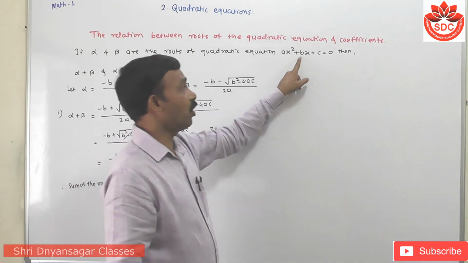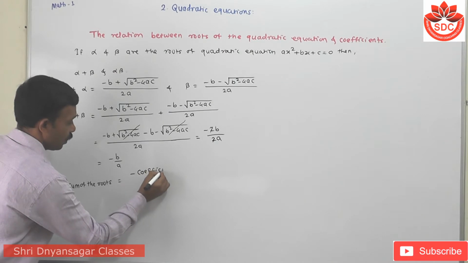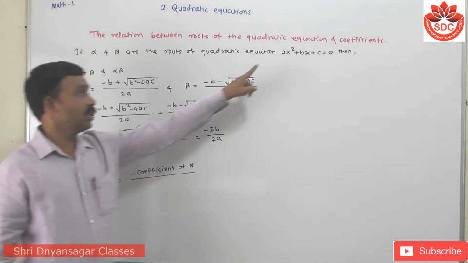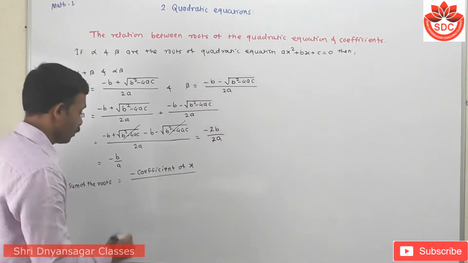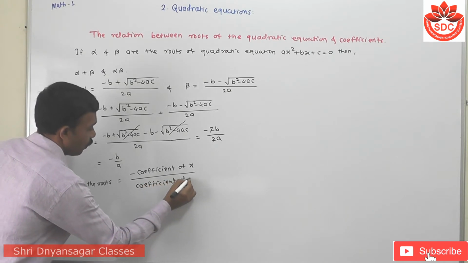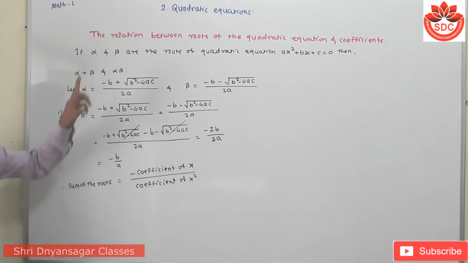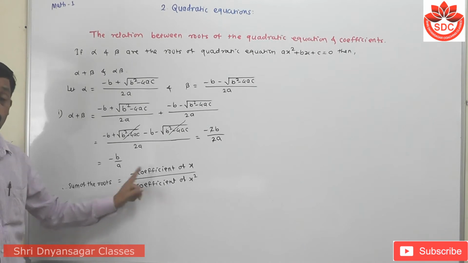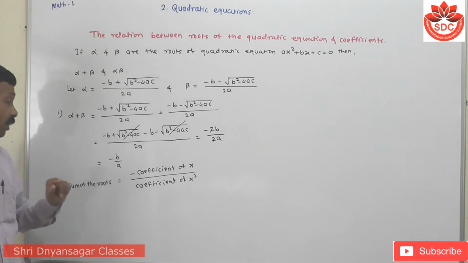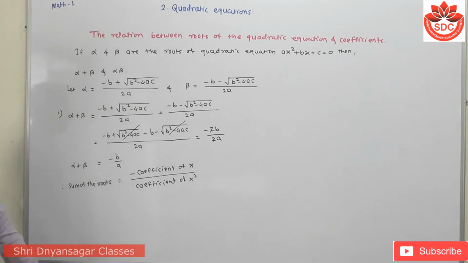b is the coefficient of x, and a is the coefficient of x square. We have to understand here that the sum of the roots of this quadratic equation is minus the coefficient of x upon the coefficient of x square, that is minus b upon a. Keep in your mind that the sum of the roots is equal to minus b upon a.